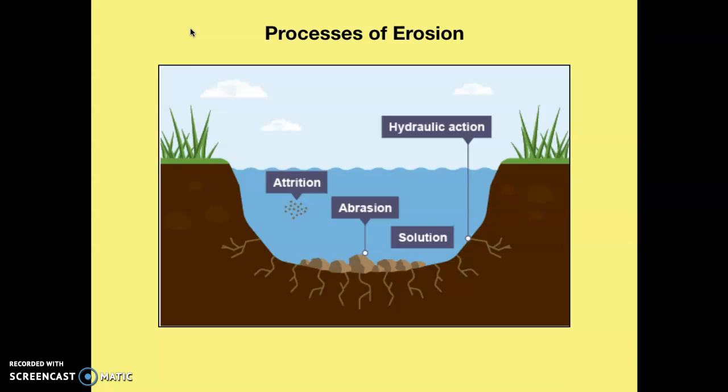Welcome back everyone to our series of lessons on rivers. Today is going to be a really short lesson, and it's going to cover the 4 processes of erosion which happen in rivers.